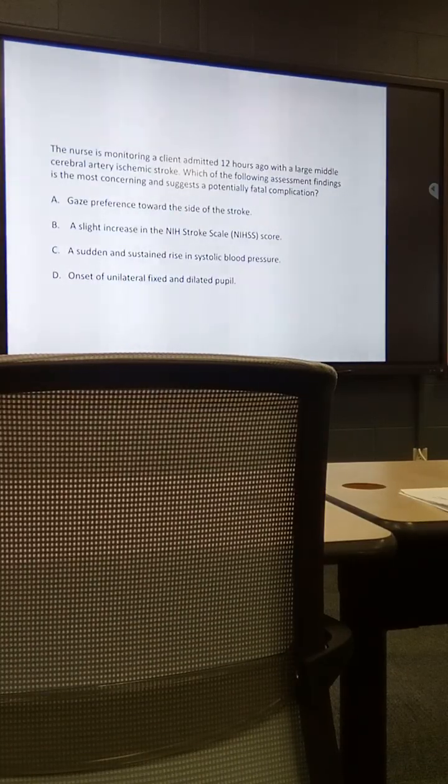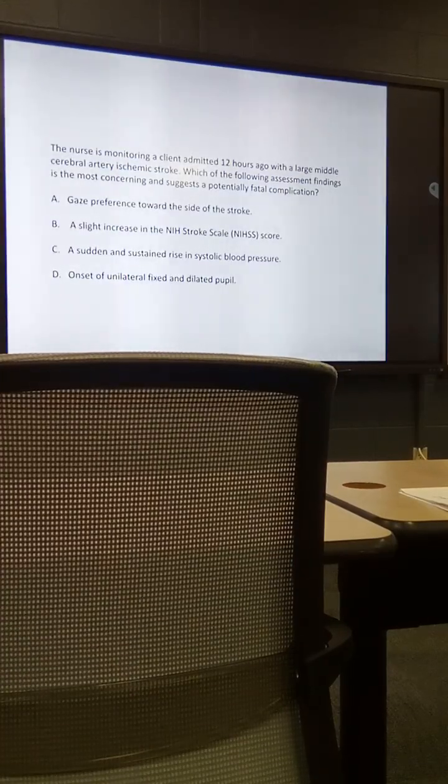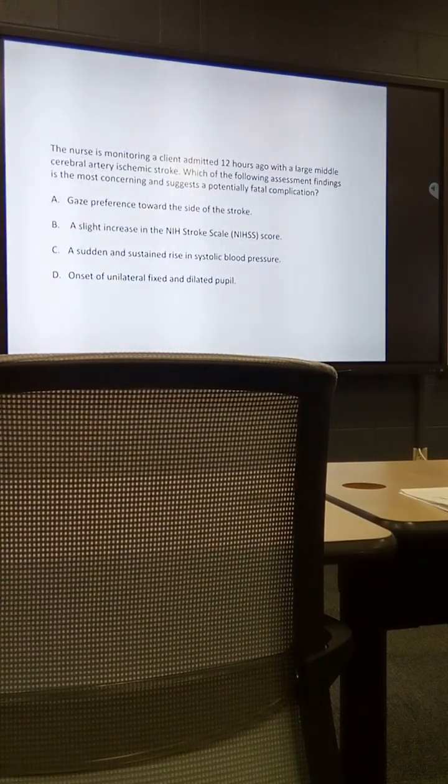All right, the nurse is monitoring a client 12 hours after a large middle cerebral artery ischemic stroke. Which of the following assessment findings is the most concerning and suggests a potentially fatal complication? Well, we all know it's D, but gaze preference toward the side of the stroke. So they're only looking at one side of their visual field, right? That's a little confusing.